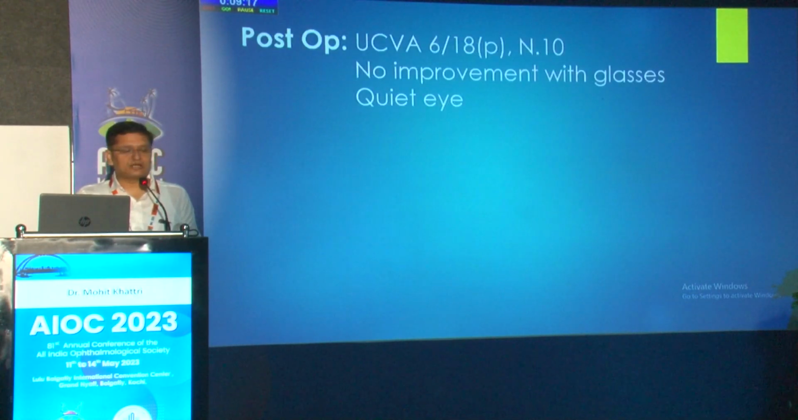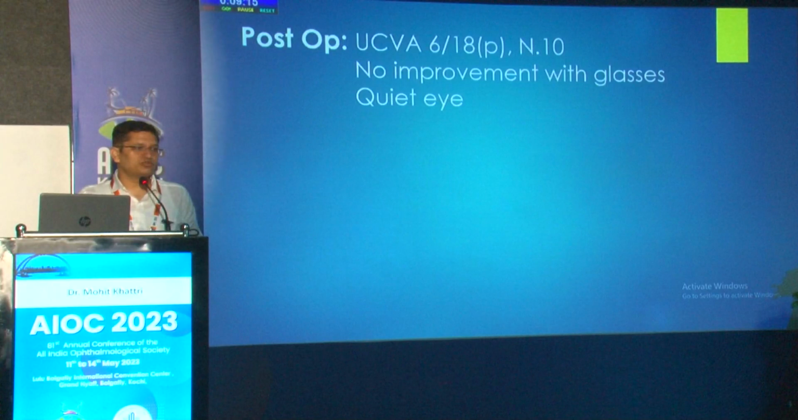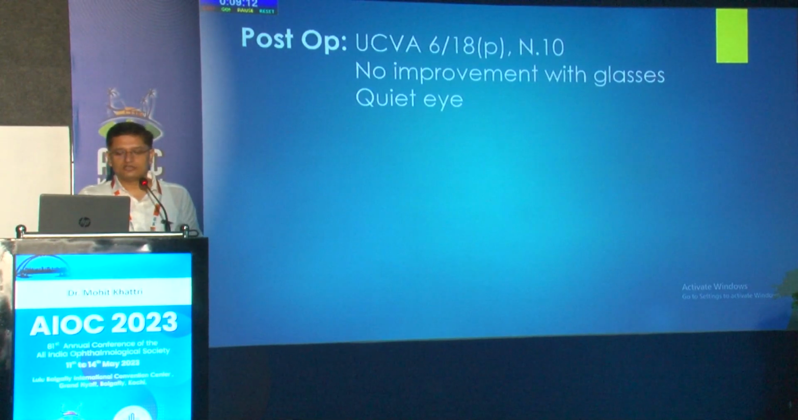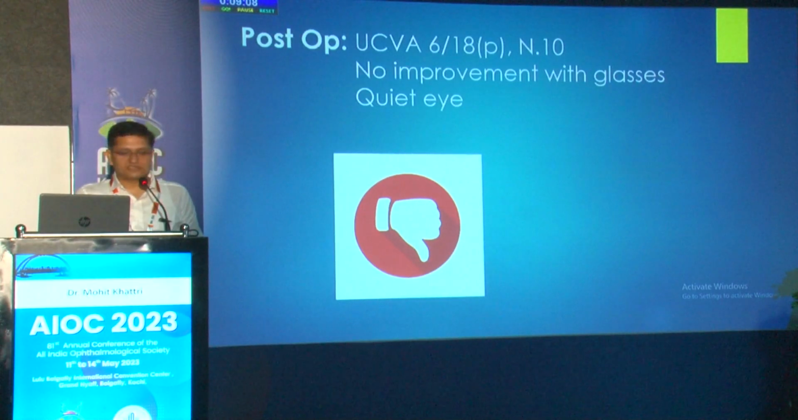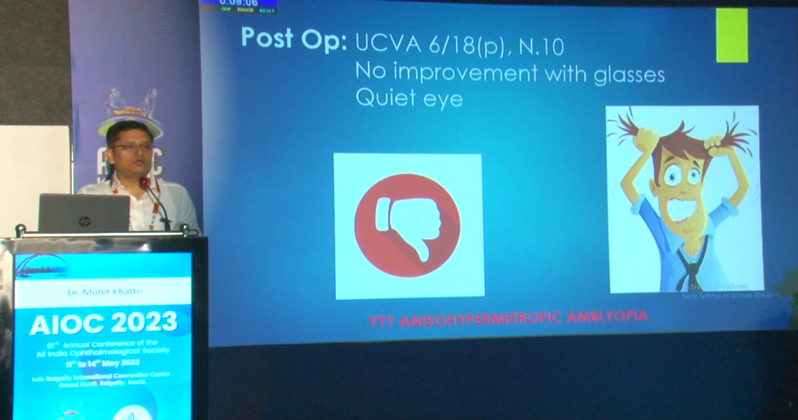After a week, the patient comes with 6/18 vision, not improving. What went wrong? It was a quiet eye, no inflammation, nothing. My mood was upset, and literally I pulled my hair when I realized that I had no record of the other eye. The patient was happy. She came to me for the other eye, and I just did it. So was she amblyopic? Might have been. The power used was 24.5.